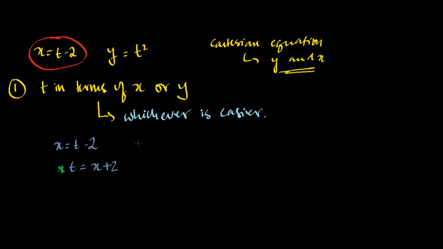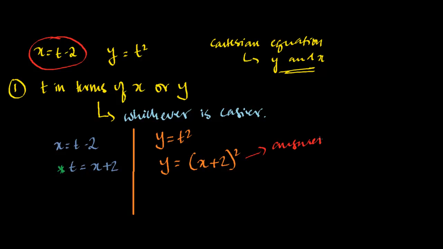Alright, all we do now is use the y. You see, y is equal to t squared. So t is equal to x plus 2, so y is equal to (x plus 2) squared. It's really that simple. And that is your answer. Yeah? That's really the first type.